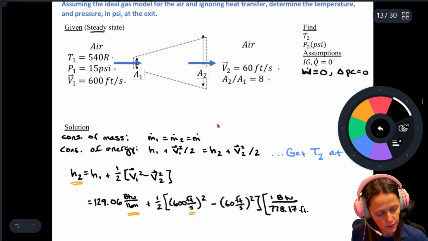foot pound force, and a pound force is 32.2 pound mass foot per second squared.